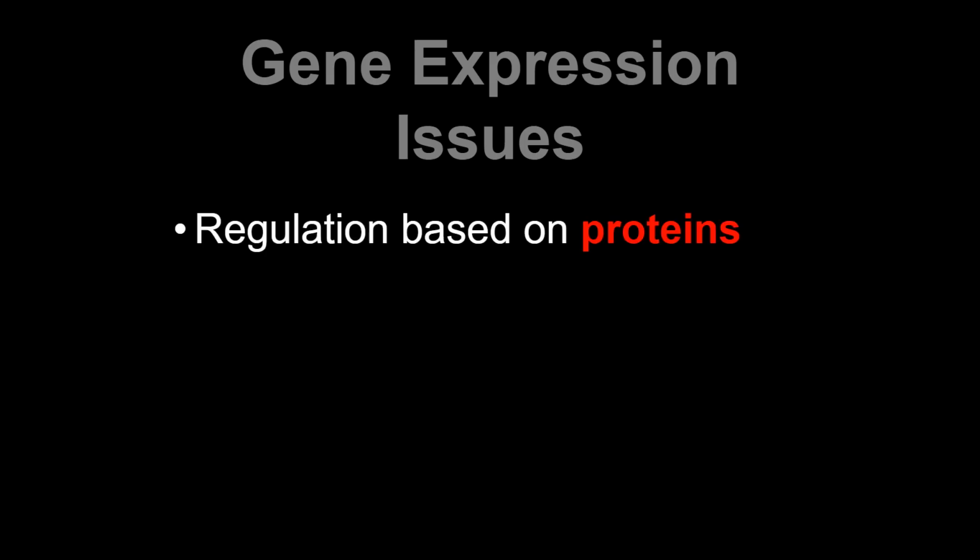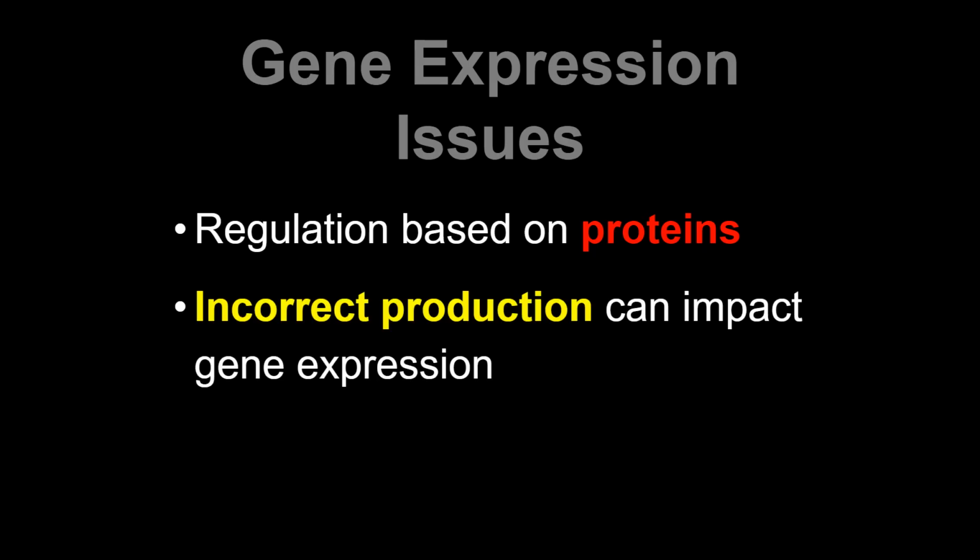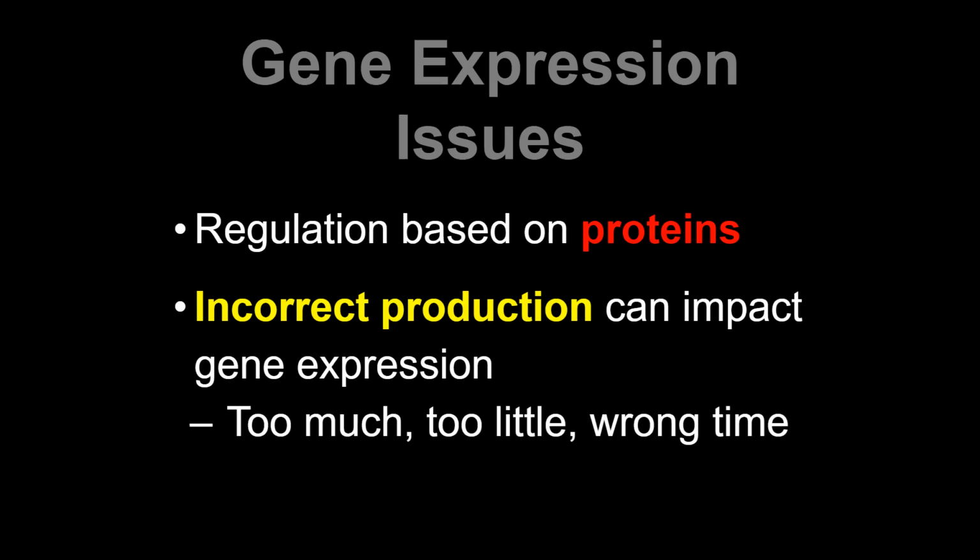Now, gene expression sometimes goes wrong. Because it's regulated by proteins, if you don't produce those proteins in the right way, it can impact how the genes are expressed. So too much, too little, or the wrong time of producing these proteins can also cause the gene to be expressed too much, too little, or at the wrong time, and cause a lot of issues. One of those issues is cancer.